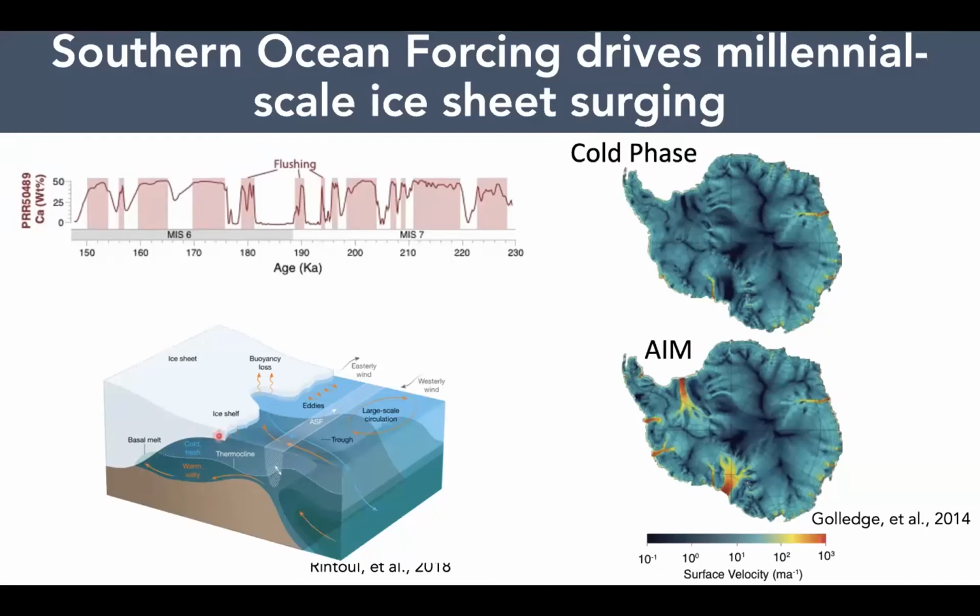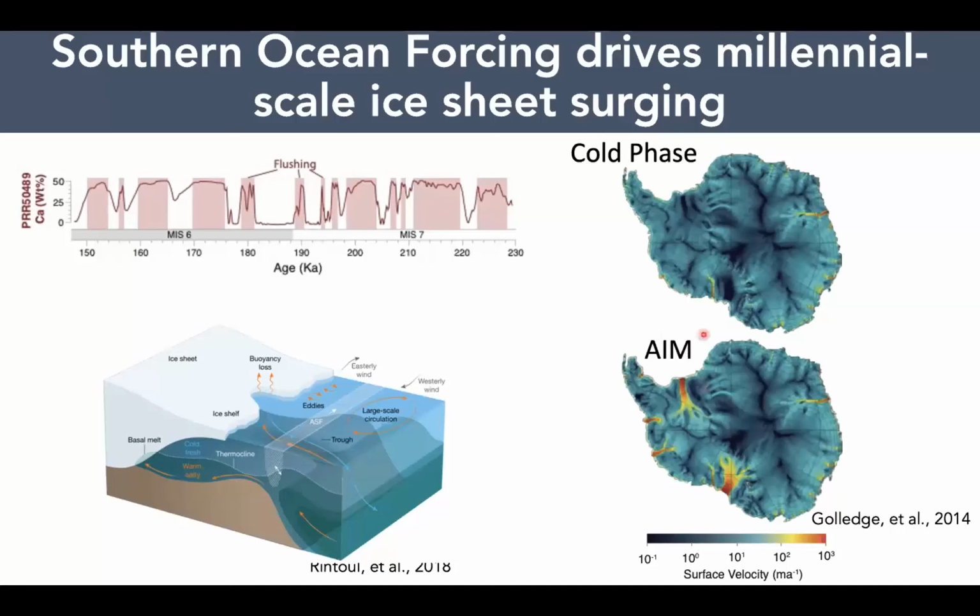And that melting causes a loss in the ice shelf buttressing effect. And models show when you melt back those ice shelves, you cause an acceleration of those outlet glaciers on the edges of your ice sheet. So again, this is a model by Gallage and others that models surface velocity on millennial timescales.